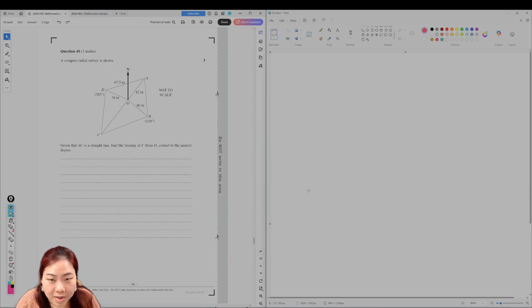Question 40, 3 marks. A compass radial survey is shown. Given that AC is a straight line, find the bearing of C from O, correct to the nearest degree. If AC is a straight line, what can we say from that? So the question's asking for this angle here. How do we get that angle?